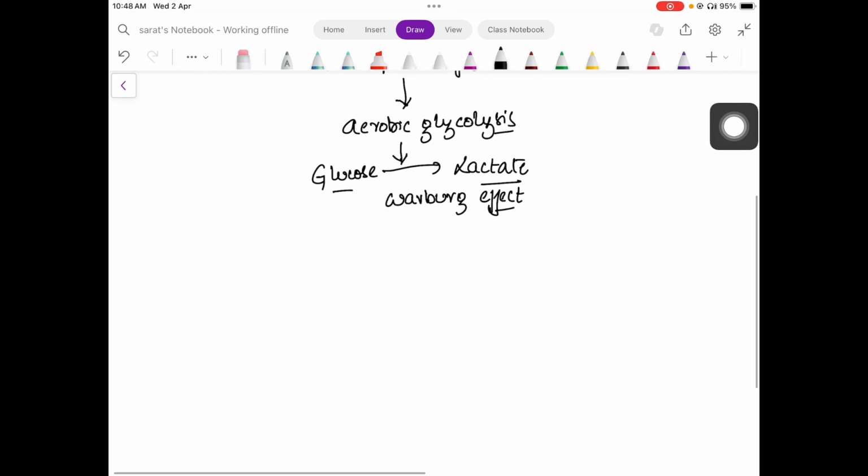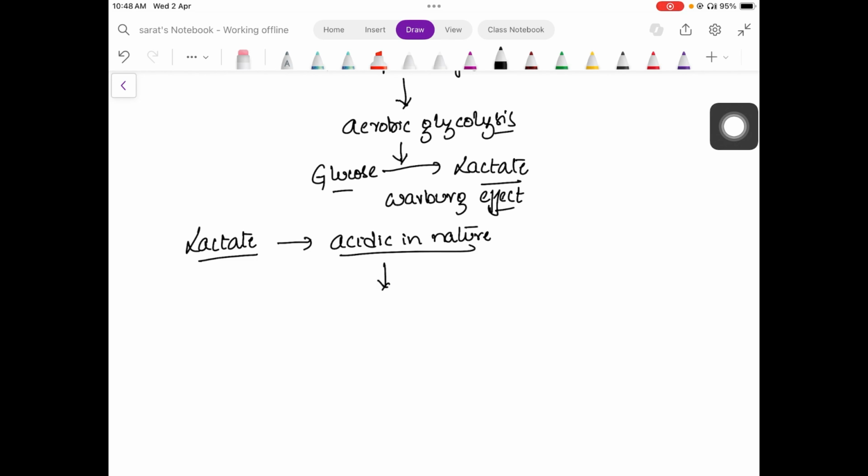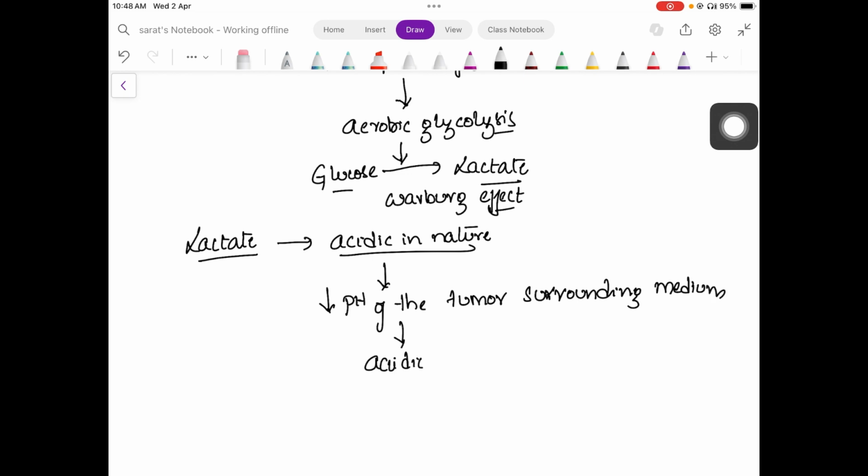Why is lactate produced in more concentration? Why is regular glycolysis not occurring in cancer cells? Because the lactate which is produced by the tumor cells is acidic in nature. It is a strong acid. This acidic lactate will decrease the pH of the tumor surrounding medium. That means the surrounding medium of the tumor becomes an acidic environment.